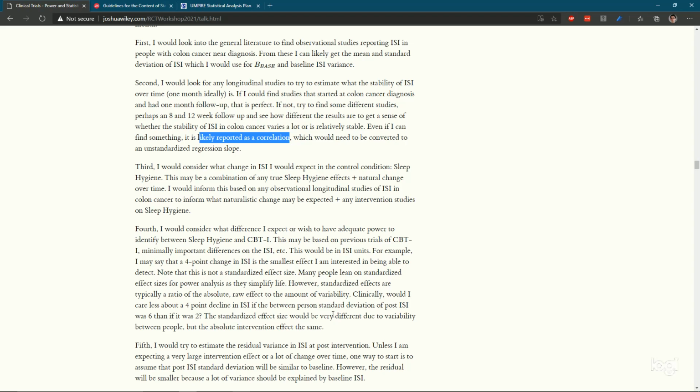So I might look for observational longitudinal studies of ISI in colon cancer to see if I can get an estimate of the naturalistic change. Is it fairly stable? Is it going up? Is it going down? And by about how much? And then look at any intervention studies that have utilized sleep hygiene to say, well, what's the effect of sleep hygiene?